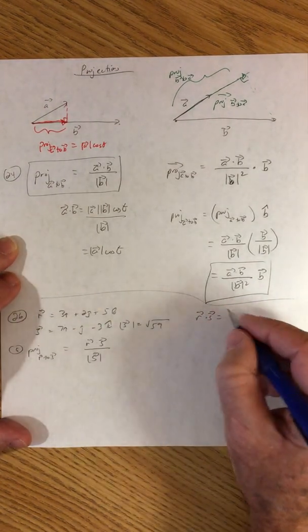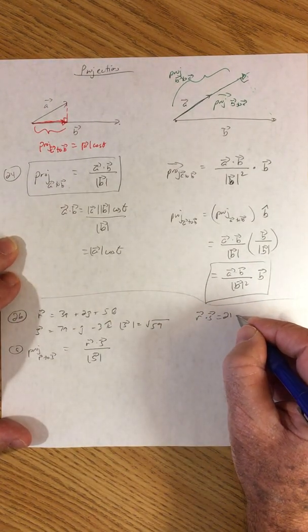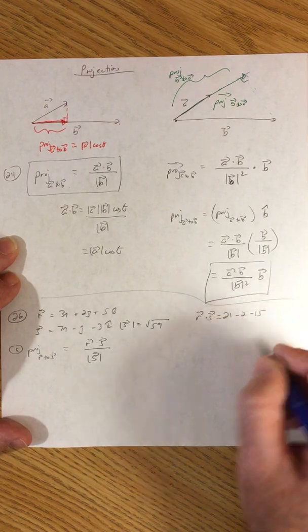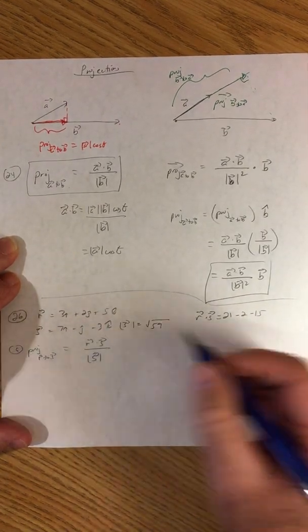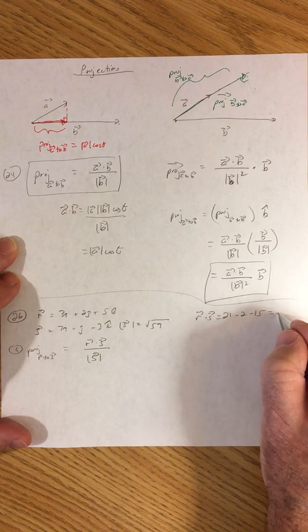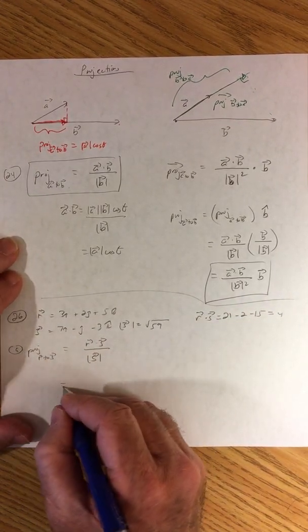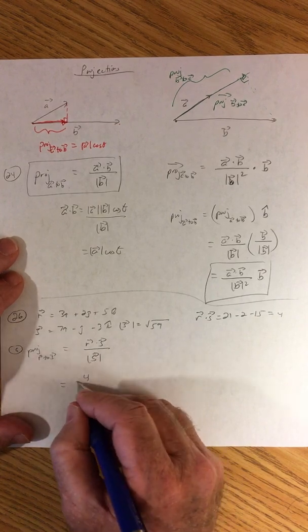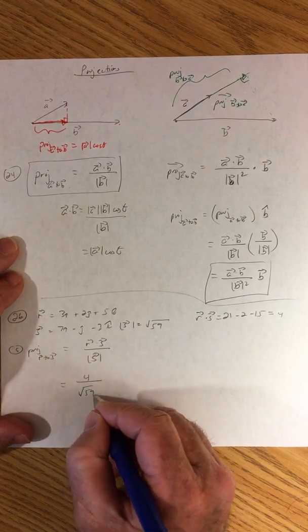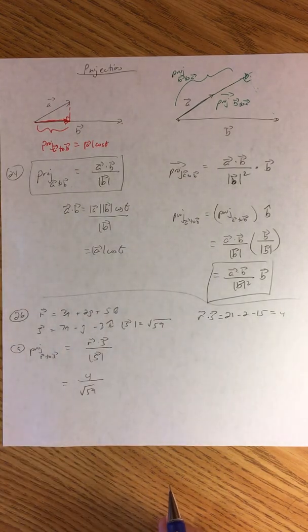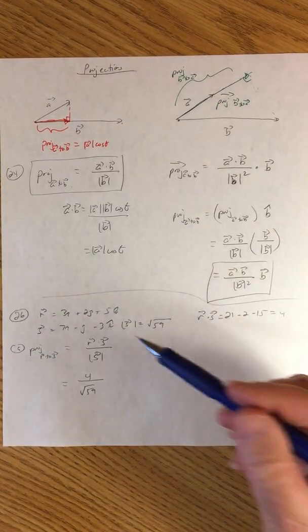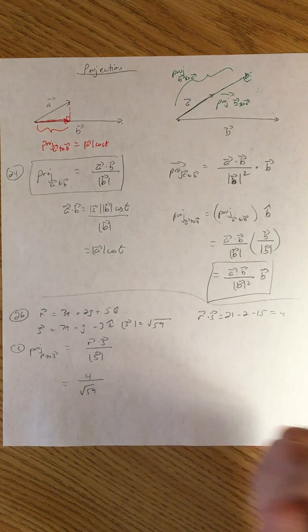This is equal to 21 minus 2 minus 15, which turns out to be 4. So this scalar projection is equal to 4 divided by the square root of 59. Now, what does it represent? It's the amount of R that is projected onto S.